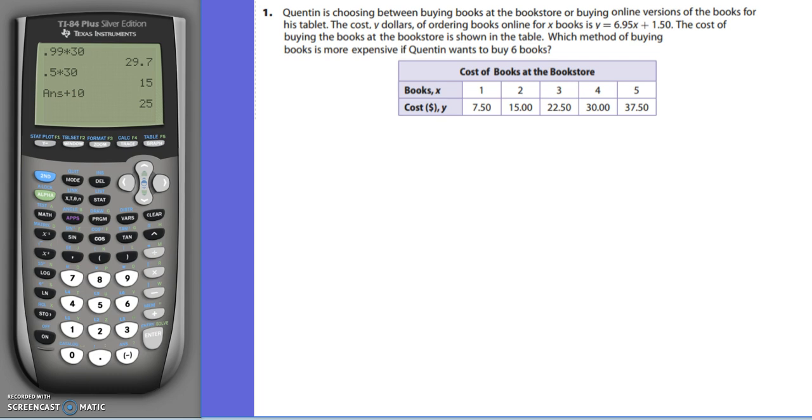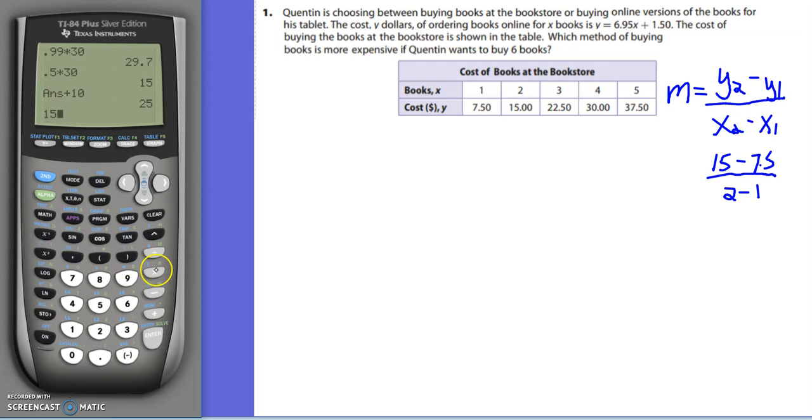Okay, so if we're doing slope for the table, remember slope is y2 minus y1 over x2 minus x1. So if we just use this as the y2 and y1, we can say 15 minus 7.5 over 2 minus 1. So 15 minus 7.5 is 7.5. And 2 minus 1 is 1, so the m is 7.5.